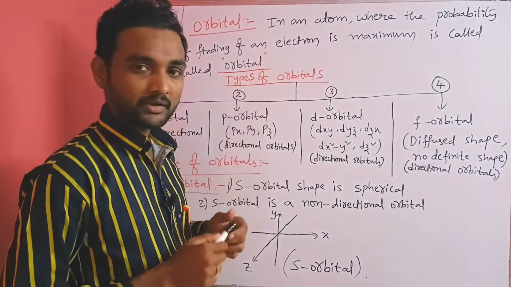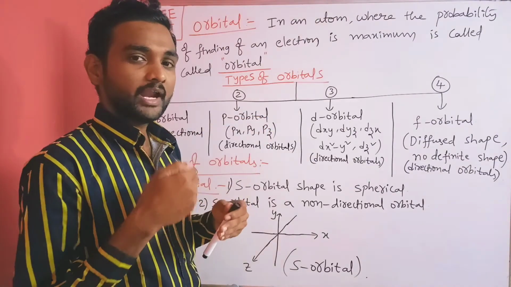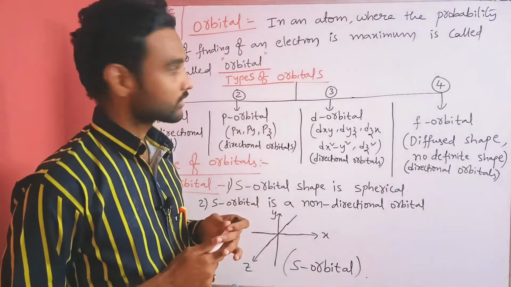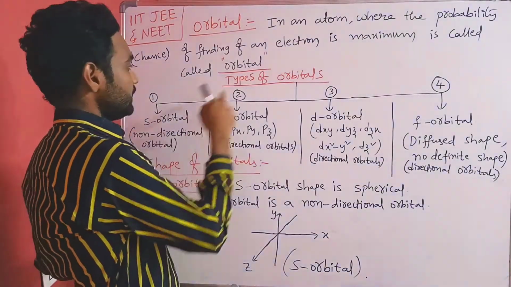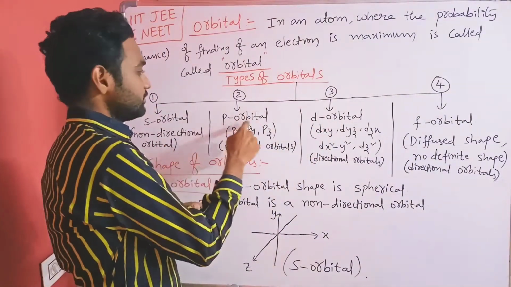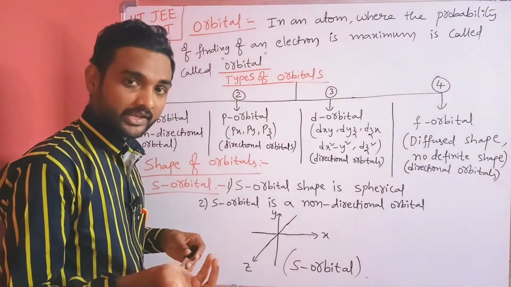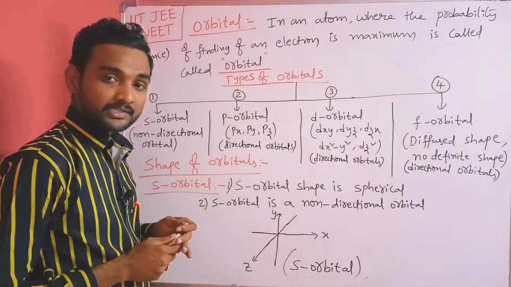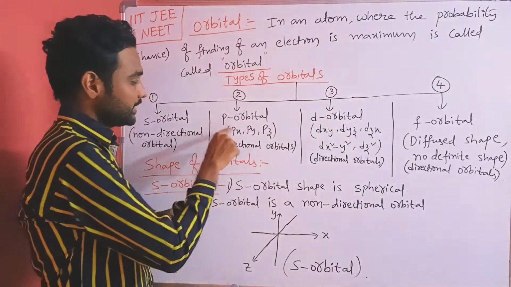This is simply about orbital. Simply, in the atom, the place in which we are finding the electron maximum, that region is called an orbital. Now let me discuss types of orbitals. We divide orbitals mainly into 4 types: s orbital, p orbital, d orbital, f orbital. The s orbital is non-directional, it doesn't have any direction. The p orbital, in the sense of the p subshell, has 3 orbitals: px, py, pz.